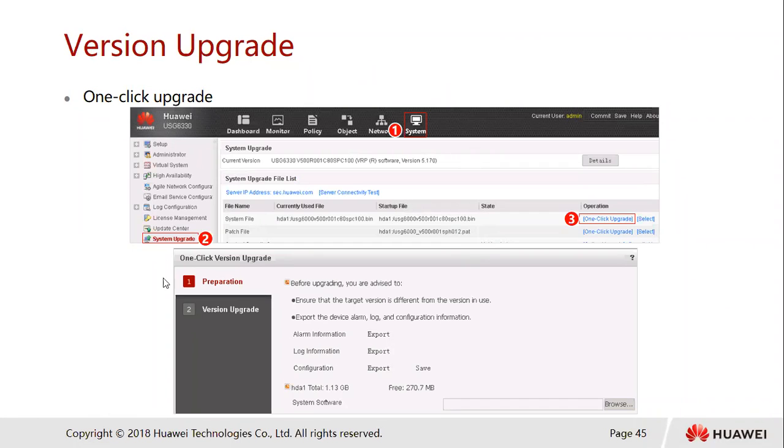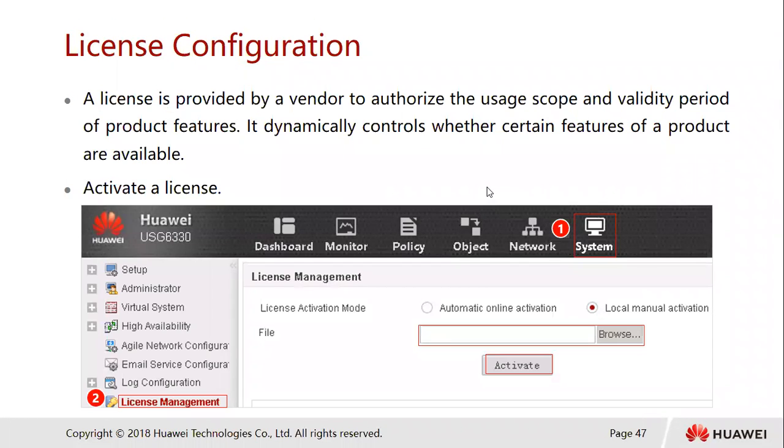All right, so how do you upgrade the Huawei firewall? You have to go to system, and then you choose system upgrade. From there, you can come here, you click on one-click upgrade, where the upgrade will be done automatically.